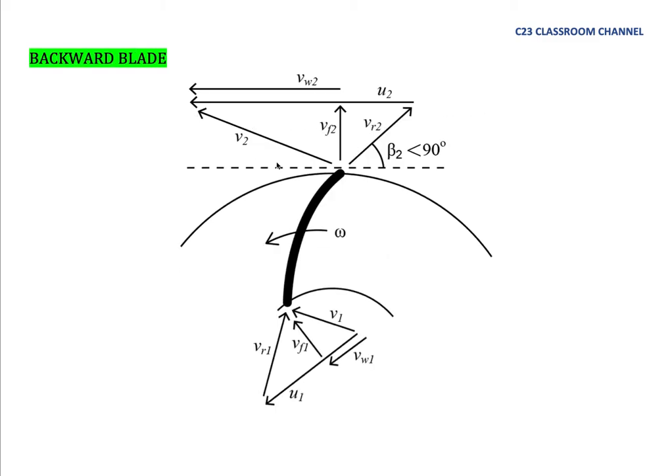And this is the backward blade like this, and then the velocity triangle is like this, and the blade angle is less than 90 degrees. So you may refer to my previous video about how to draw a velocity triangle in a blade.